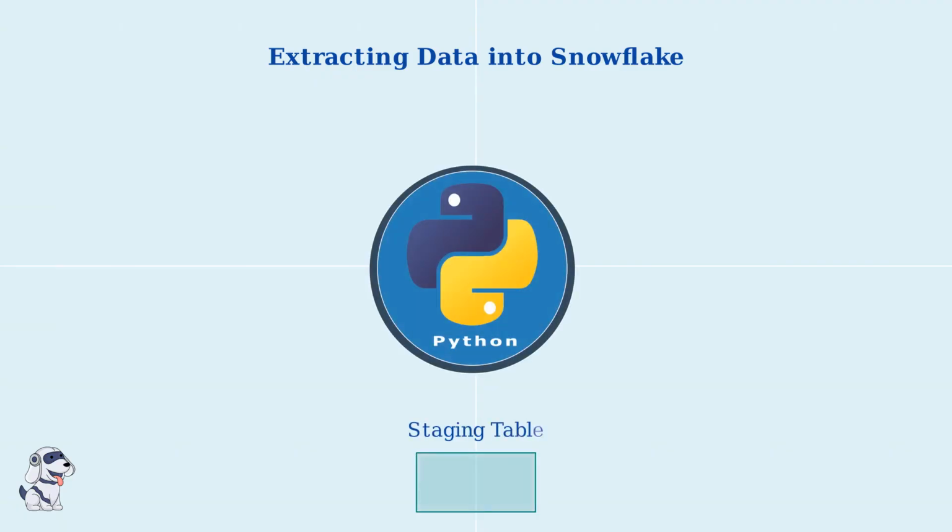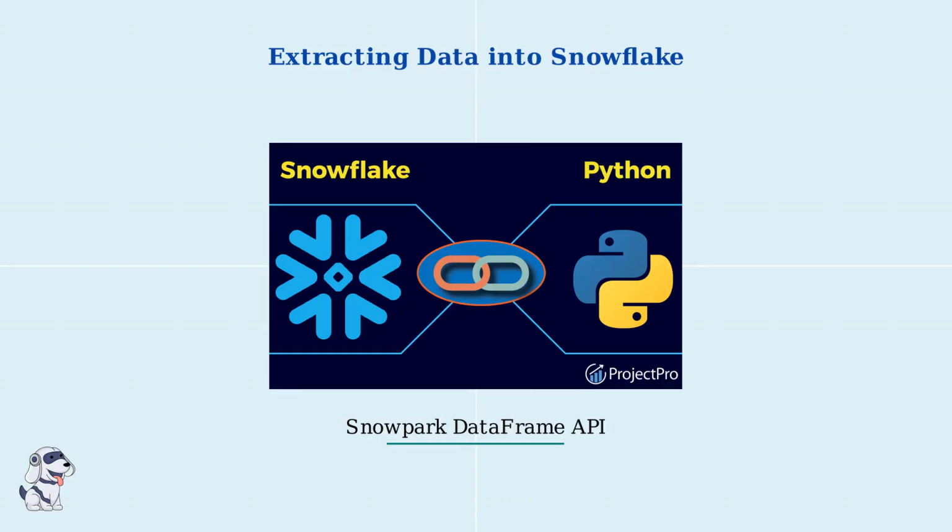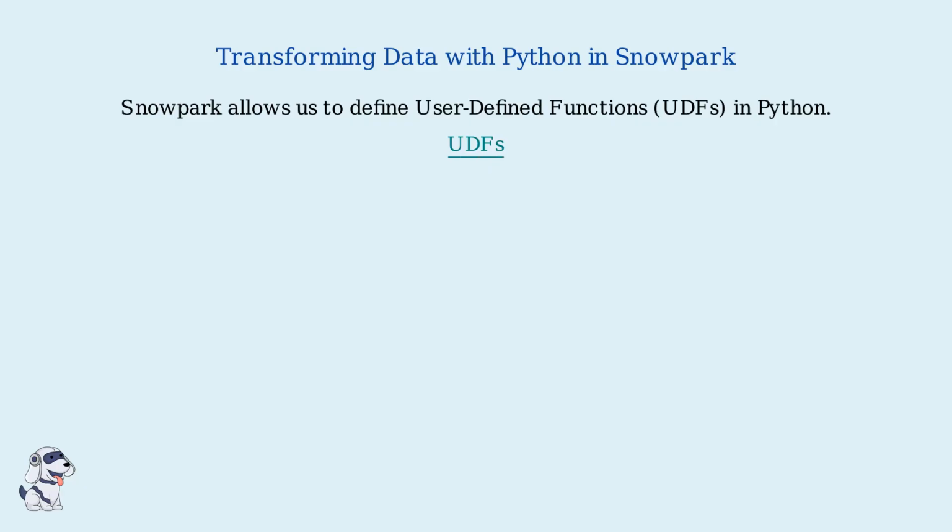Once connected, we load the raw data from the S3 CSV file directly into a staging table in Snowflake. This staging area acts as an intermediate location where we can temporarily store the extracted data before further processing. To simplify data operations, we use Snowpark's DataFrame API, which provides a familiar SQL-like interface within Python. This allows us to perform queries and manipulations on the loaded data using Python code, bridging the gap between programming and database operations. Next, we'll transform the data directly within Snowflake using Python.